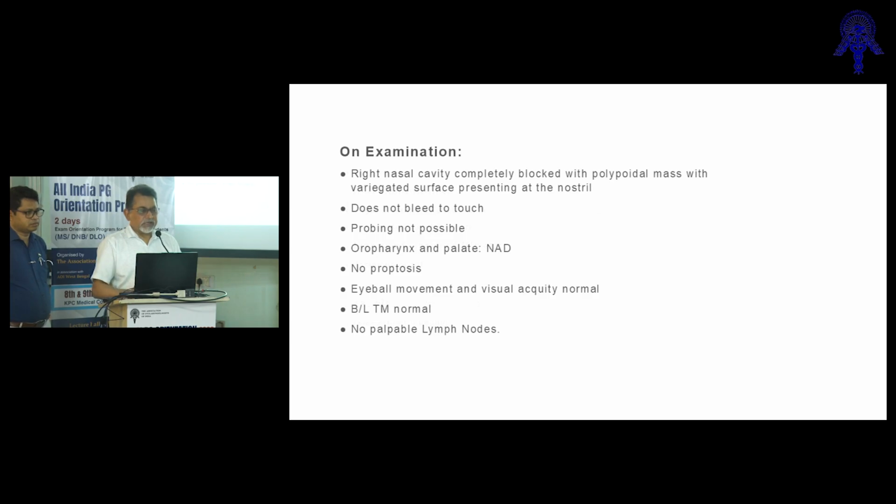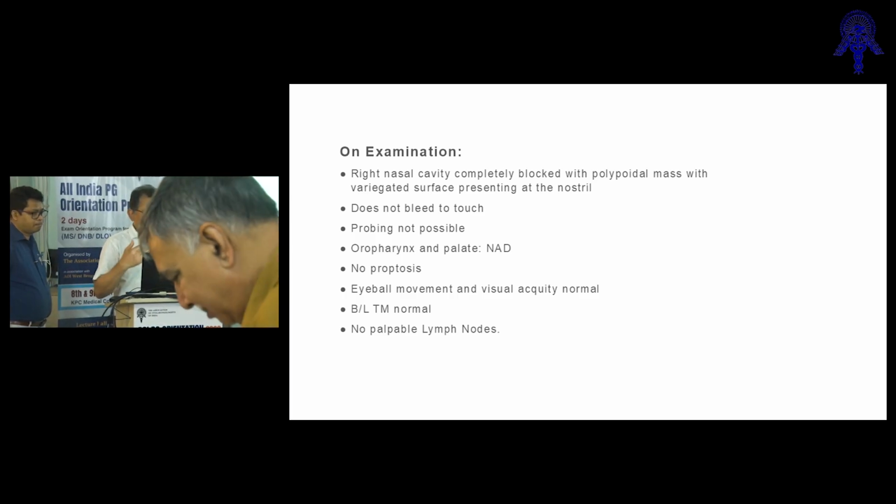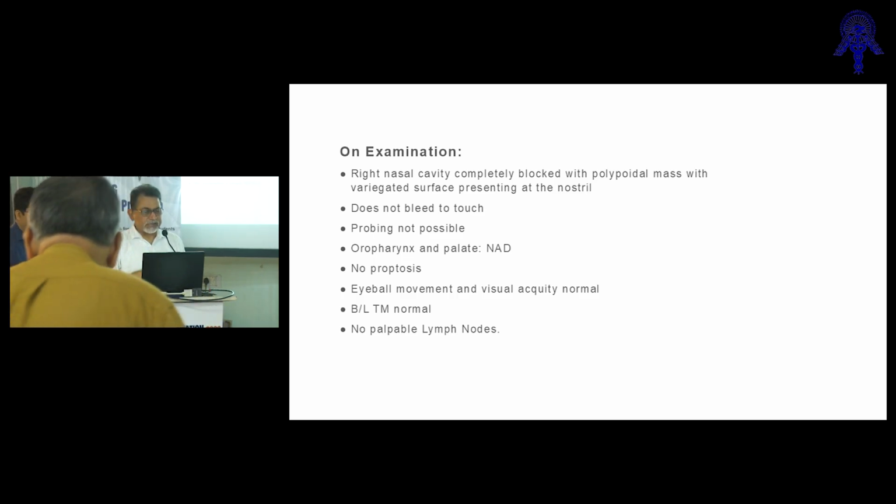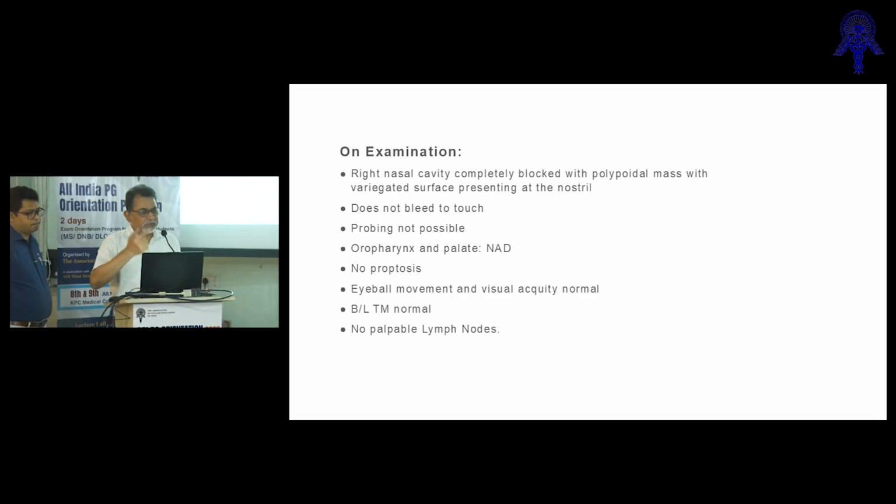On examination, we could see the right nasal cavity is completely blocked with a polypoidal looking mass, but the surface is irregular and variegated and presenting at the nostril. So obviously nothing could be seen in the nasal cavity. It does not bleed to touch. Probing is not possible because it is presenting at the nares, and oropharynx and palate are NAD, which is very important. I think Ravi will discuss that. There is no proptosis. All these points will be discussed. Eyeball movements and visual acuity are normal, bilateral TM normal, and no palpable lymph nodes.